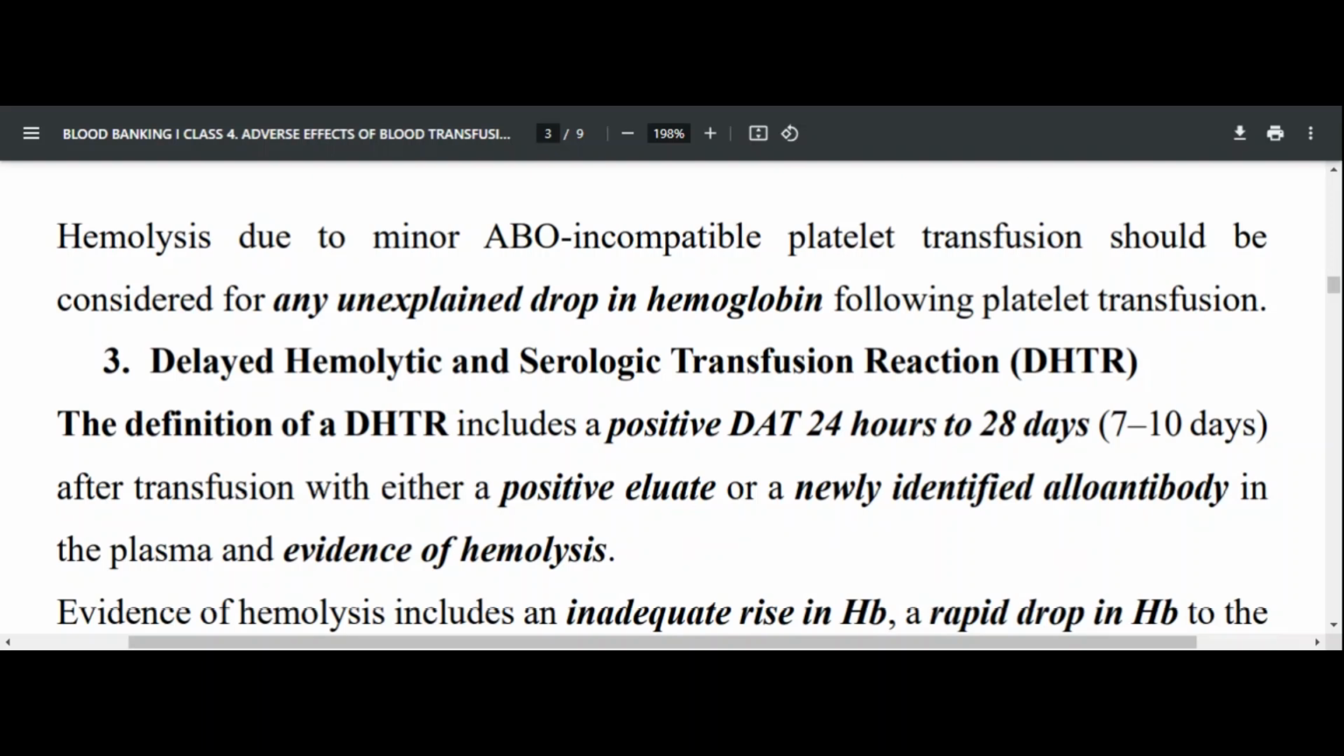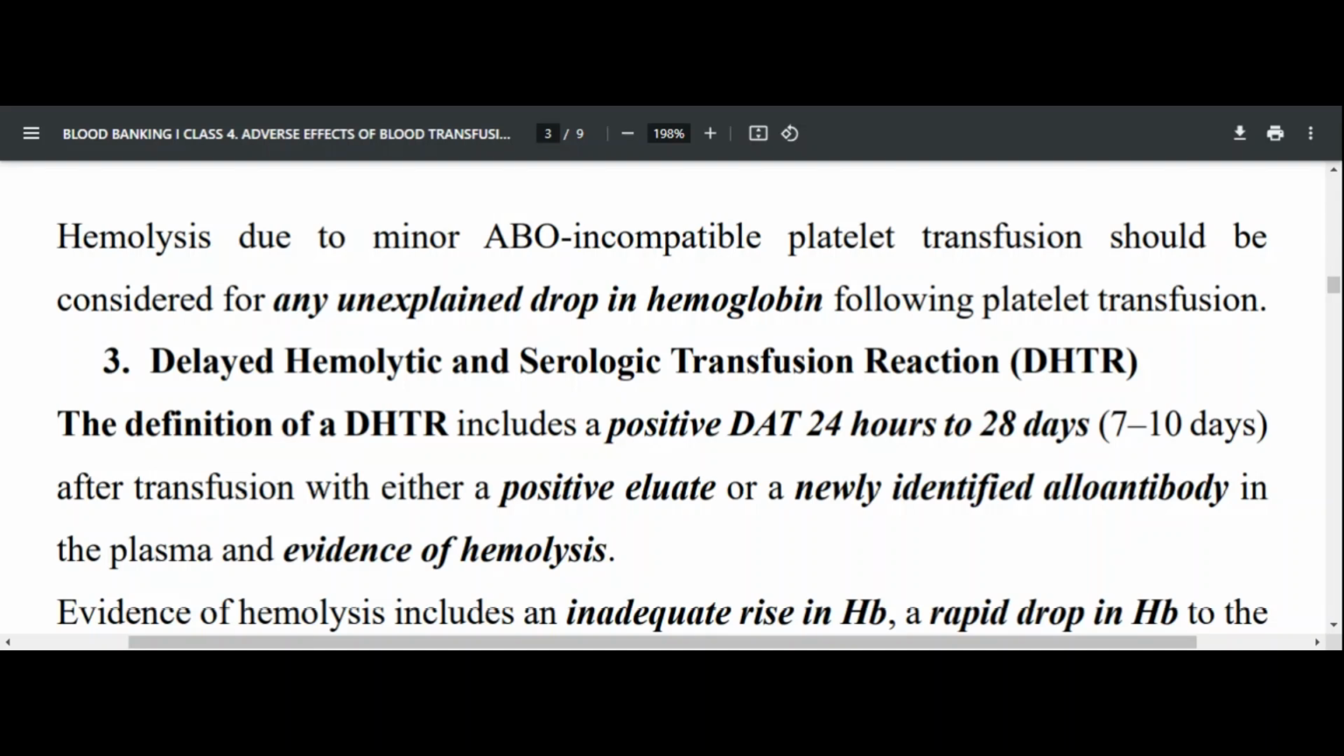Now I want to explain the difference between delayed hemolytic and delayed serologic transfusion reactions. So the definition of delayed hemolytic transfusion reaction includes a positive direct antiglobulin testing 24 hours to 28 days after transfusion, with either positive eluate or newly identified alloantibody in plasma, and evidence of hemolysis. That definition is quite easy, isn't it? Quite simple. But I want to explain to you the meaning of positive eluate, right?